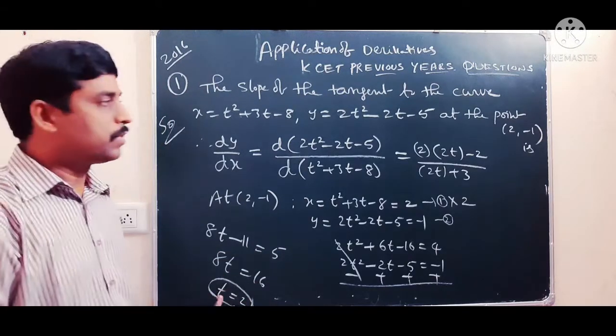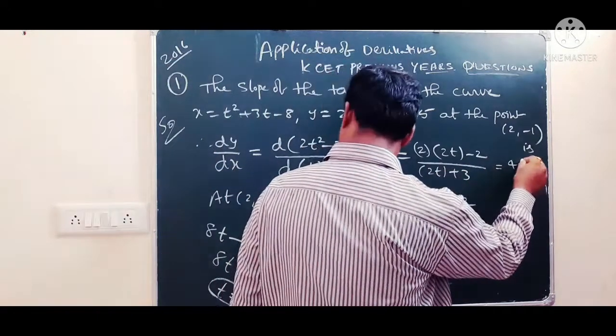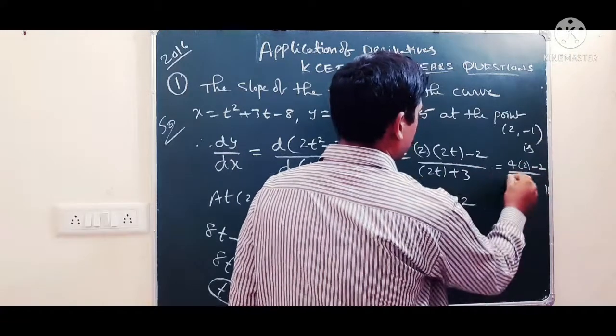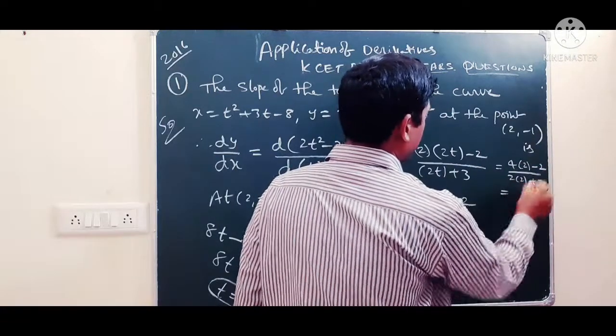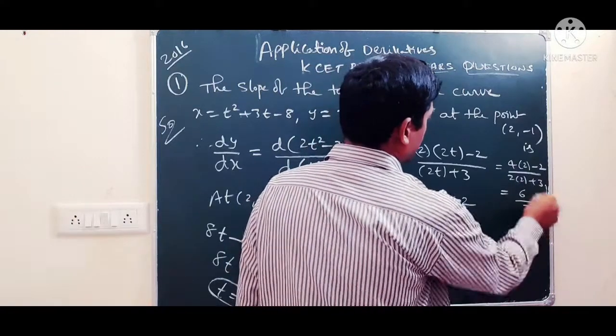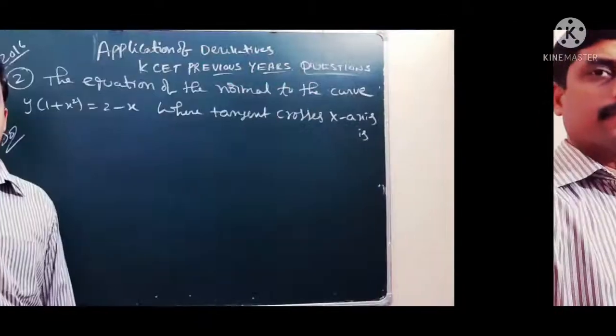So t is equal to 2, substitute in this one. 4t, that is 4 into t value 2, minus 2, by 2 into 2 plus 3. This value will be 8 minus 2, 6, by 4 plus 3, 7. So 6 by 7 is the correct answer. 6 by 7. Okay, look at the next question.